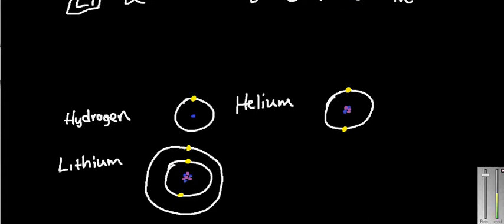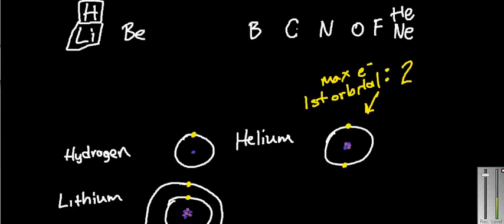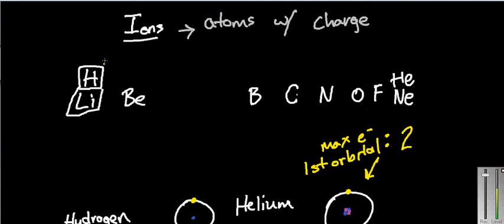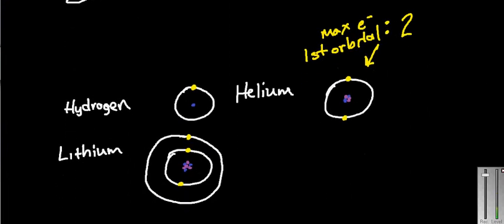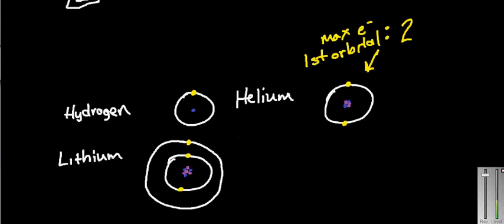And as you can see, every element I draw from here out is going to have this first orbital in the center, and then it's going to have a second orbital after it. But we know that the max number of electrons we're going to have in the first orbital is going to be 2, and that matches up with our periodic table. If we look at these first 2 elements, this is going to have 1 electron, this is going to have 2 electrons.